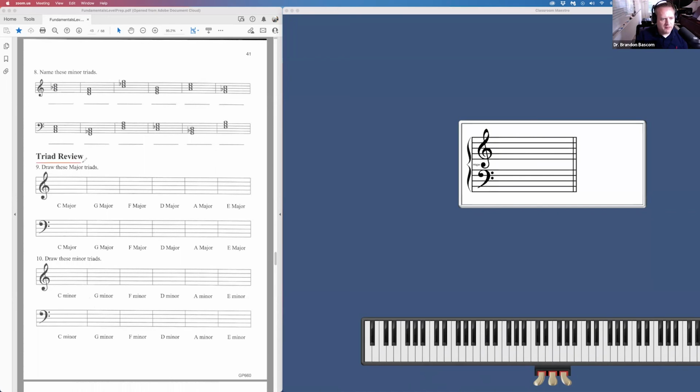Part 9, triad review. They give you a specific triad. They want you to draw it on the staff. Don't forget to check your clef. Major triads for part 9. Minor triads for part 10. And that's pretty much it for Unit 8.